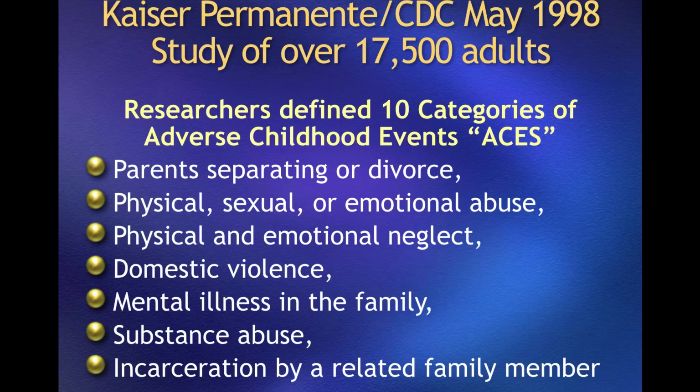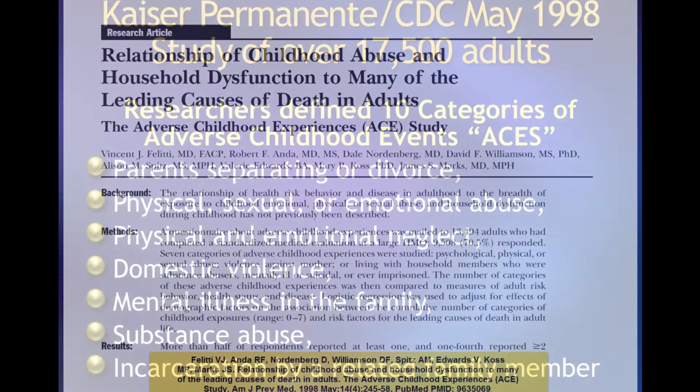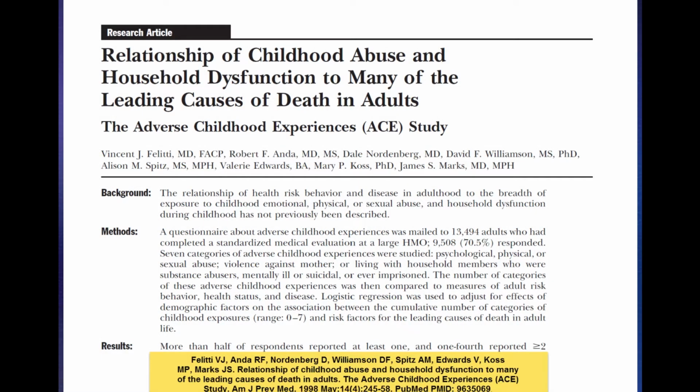What did they define as an adverse childhood event? Well, they had 10 categories. We're talking about parents separating or divorce, physical, sexual or emotional abuse, physical and emotional neglect, domestic violence, mental illness in the family, substance abuse, and incarceration of a family member. So any of those 10 items. And that's the actual study. If you want to look it up, it started with about 9,500 people and then was expanded, and the full results are on the CDC website.